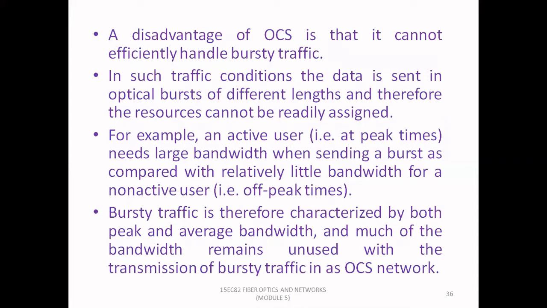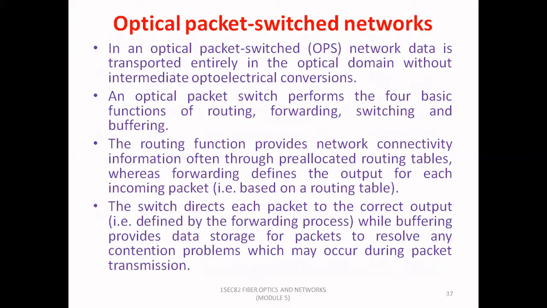In such traffic conditions, the data is sent in optical bursts of different lengths and therefore the resources cannot be readily assigned. For example, an active user needs large bandwidth when sending a burst as compared with relatively little bandwidth for a non-active user. Bursty traffic is therefore characterized by both peak and average bandwidth, and much of the bandwidth remains unused with the transmission of bursty traffic in an OCS network.